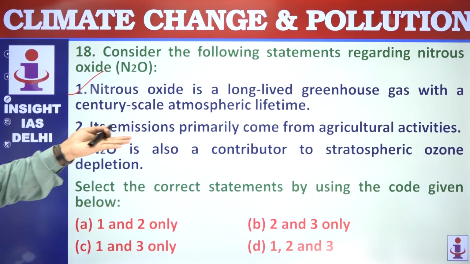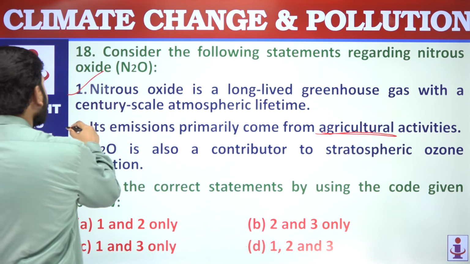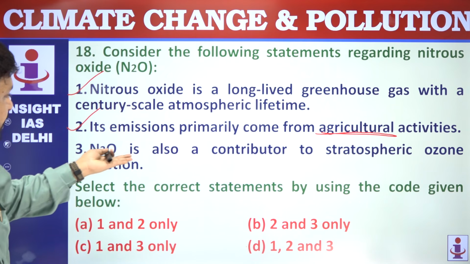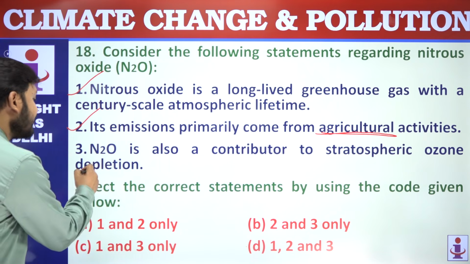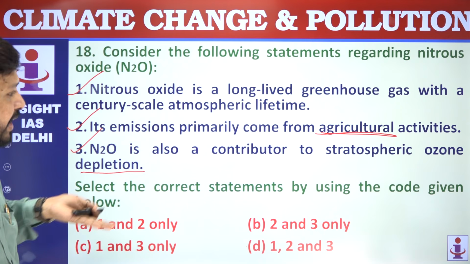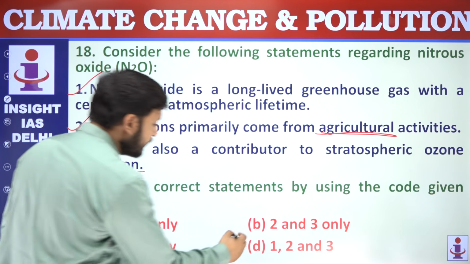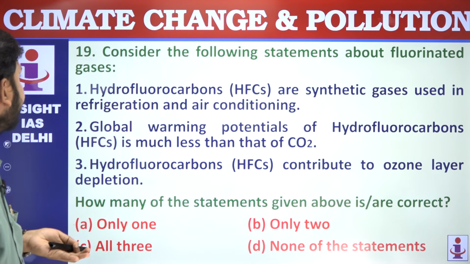Its emissions primarily come from agricultural activities. Yes, we have seen, right? Agriculture contributes a huge amount of nitrous oxide, and N2O is also a contributor to stratospheric ozone depletion. Yes, this is also the right statement. Okay, so 1, 2, 3 are right, and they are asking the correct statement. So 1, 2, 3 are there in our option D. So D will be our answer. Is it clear? So we'll go to the next one.